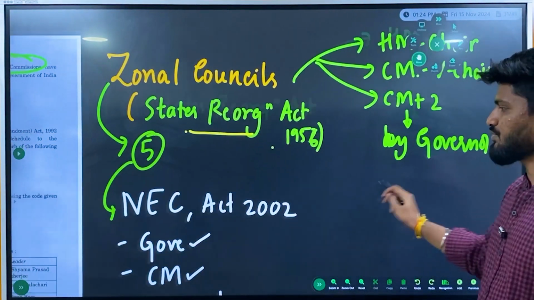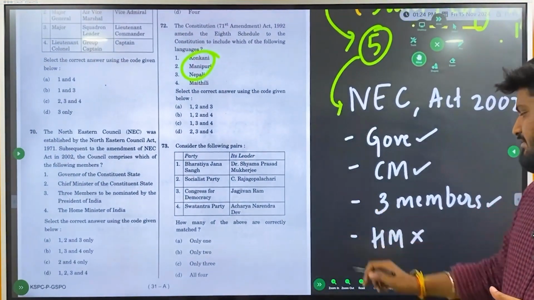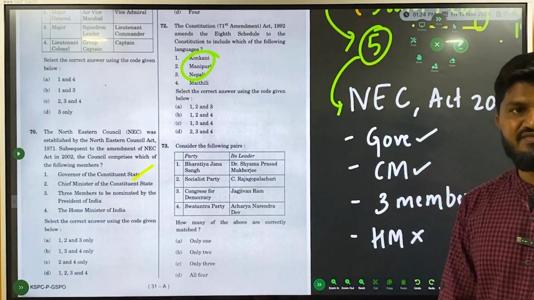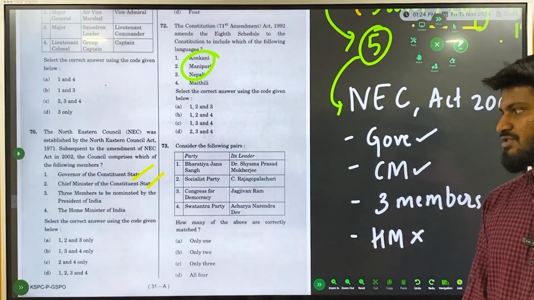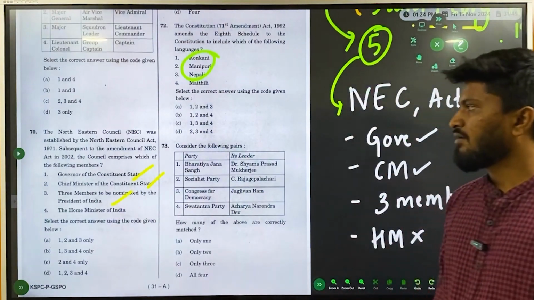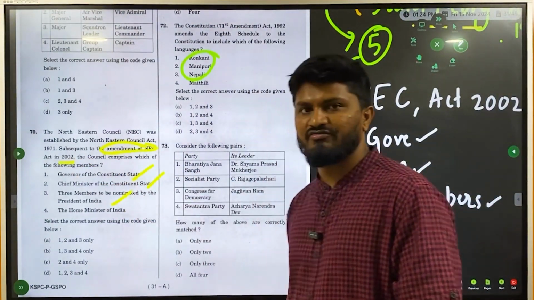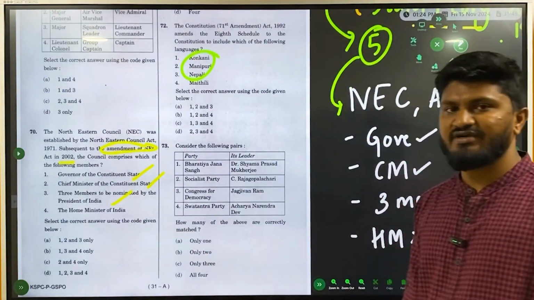Okay, now come to this question. What are they asking? First is Governor of the constituent state. So this becomes right. Second is Chief Minister of the constituent state. This is also right. Third one, 3 members nominated by the President of India. This is right. According to the amendment of the NEC Act 2002, after the amendment of 2002, 3 members to be nominated by the President of India have been added.